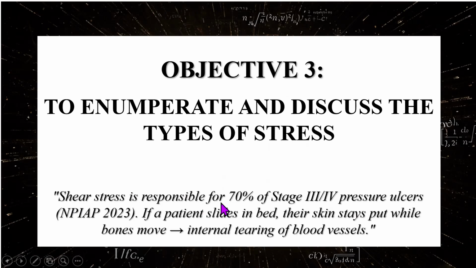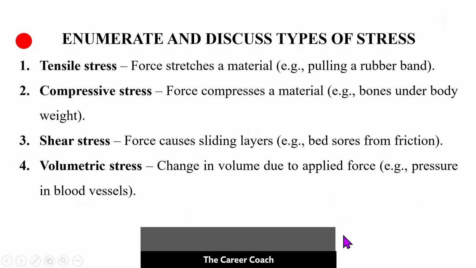Objective 3, to enumerate and discuss the types of stress. Shear stress is responsible for 70% of stage 3 or stage 4 pressure ulcers, according to this research. If a patient slides in bed, their skin stays put while their bones move. This leads to internal tearing of blood vessels.